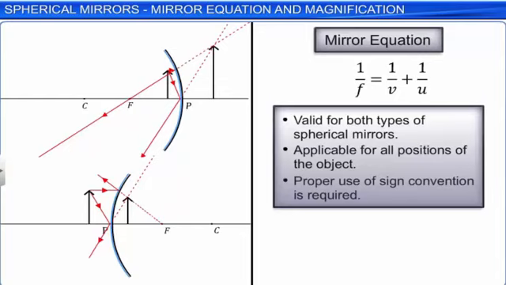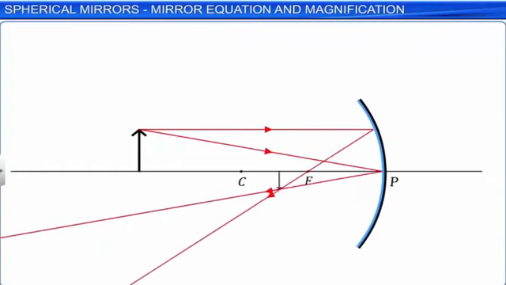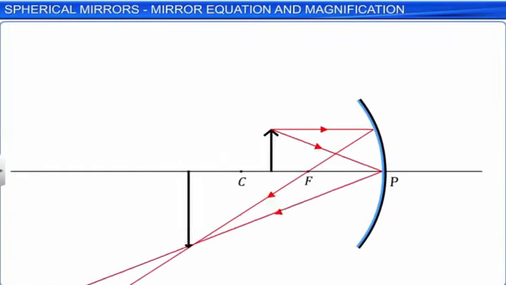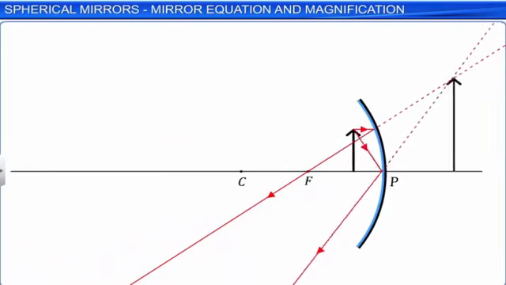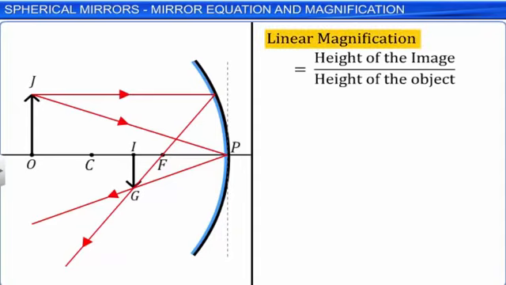We know that the size of the image formed by a spherical mirror depends on the position of the object. The ratio of the height of the image to the height of the object is defined as the linear magnification and is denoted by m. If h is the height of the object and h dash is the height of the image, then m is equal to h dash by h.